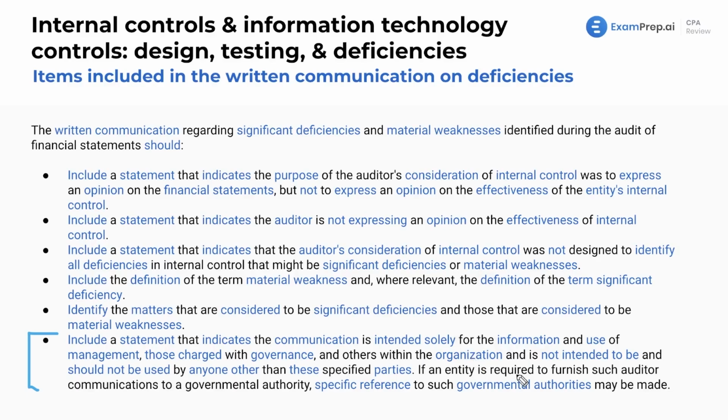If the entity is required to furnish such auditor communications to a government authority, specific reference to governmental authorities may be made. If a regulatory agency or some government agency says we need to see this because we're giving them federal funding, and because this company is receiving federal funding, we have the right to see all of their significant deficiencies and weaknesses. That's a different story. Obviously, yeah, you're not gonna try to fight with the government on this.